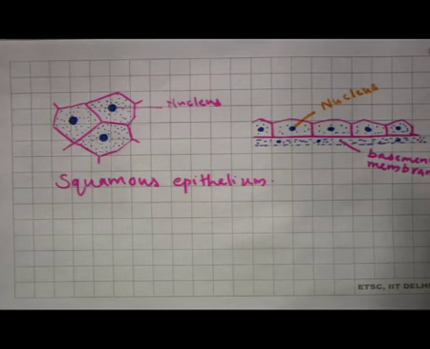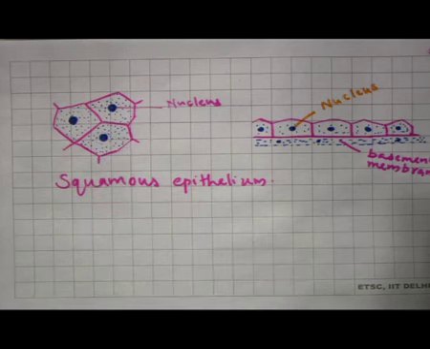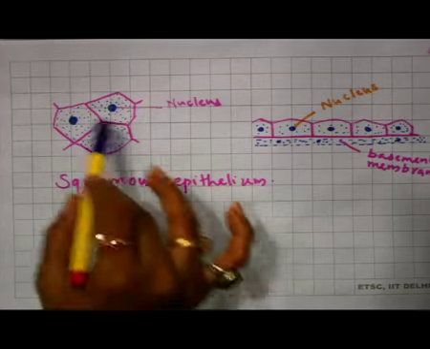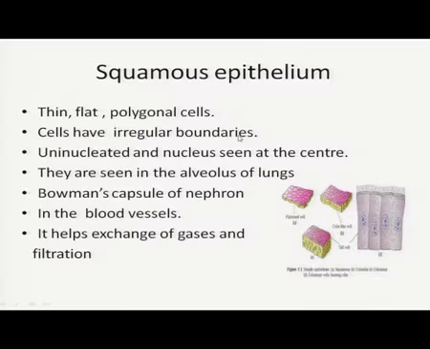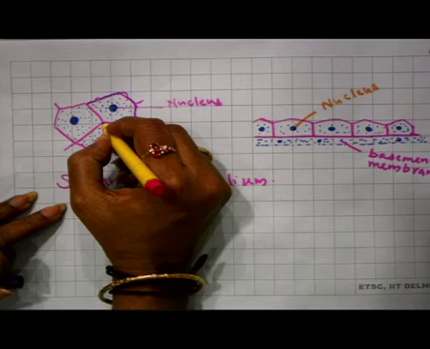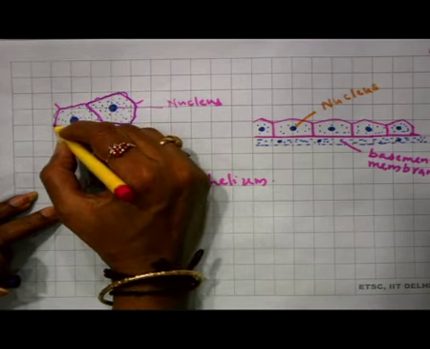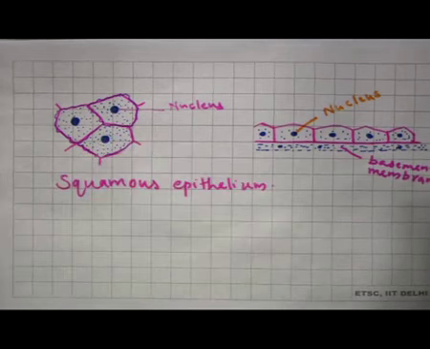You see these are thin, flat, single layered cells. Now, regarding its shape, it is polygonal in shape. Most of the time, the cells have irregular boundaries, like this.